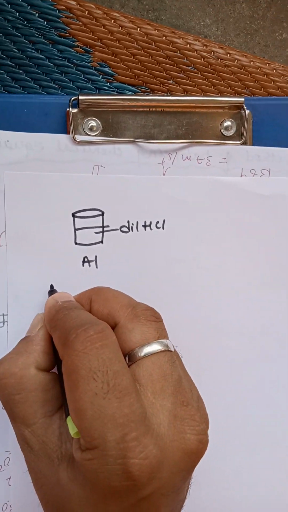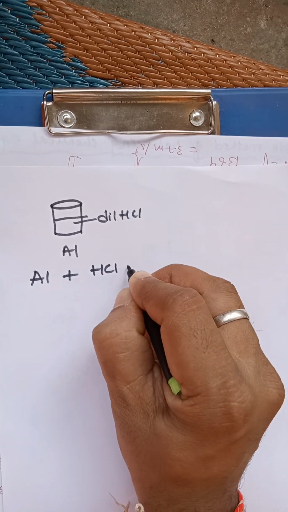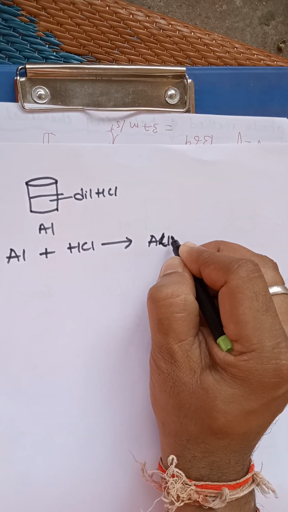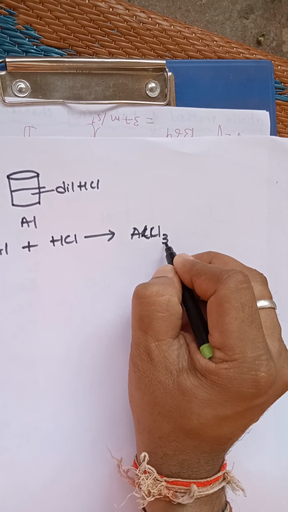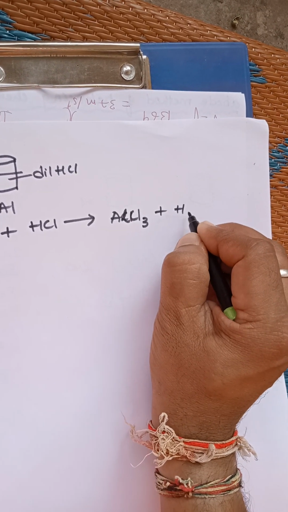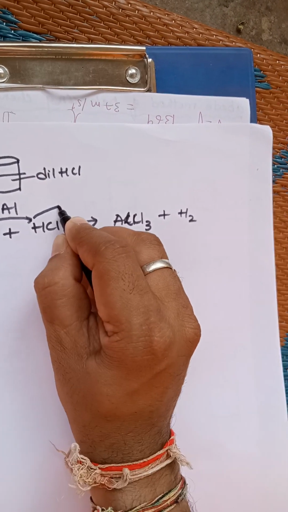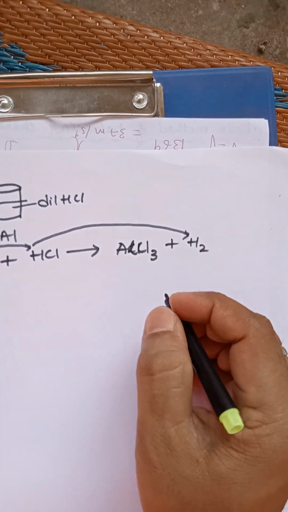So what happens is aluminium reacts with hydrochloric acid to form aluminium chloride. Aluminium is a trivalent metal, so its valence is 3. I'm writing 3 here. This is AlCl3 plus hydrogen. So as you can see, this aluminium has displaced hydrogen from the acid, and we are getting hydrogen gas as one of the products here. Now we need to balance this.